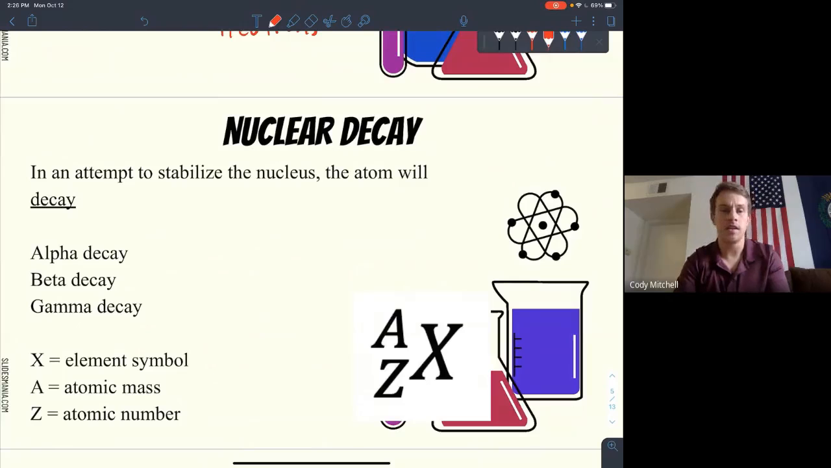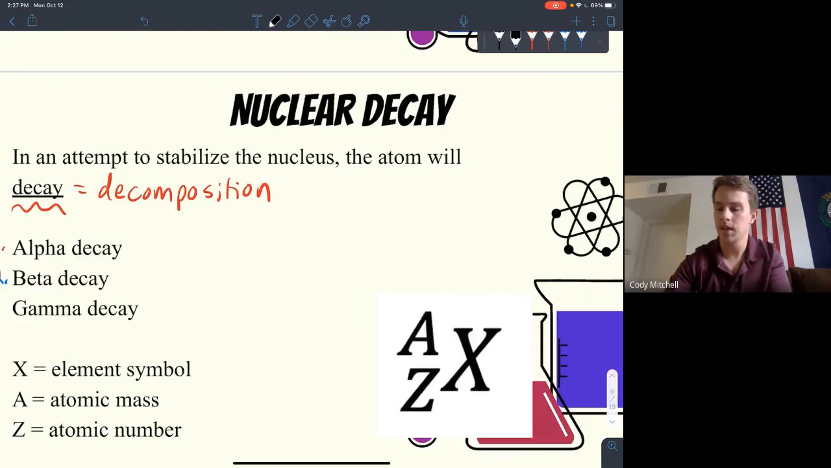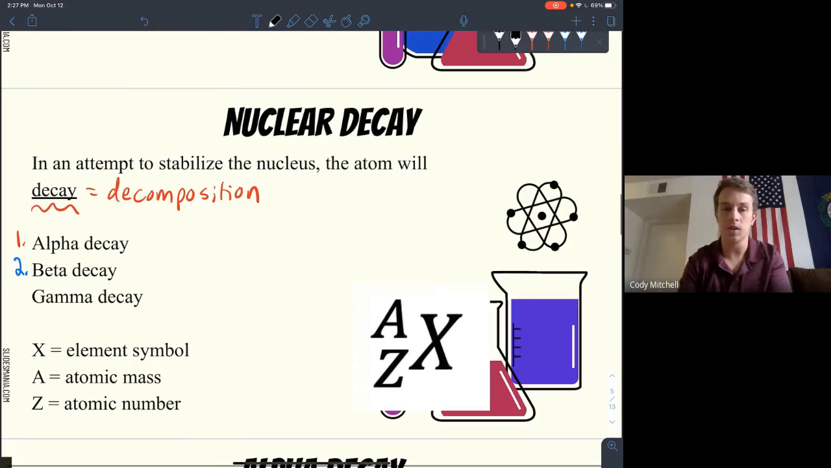All right, well, in an attempt to stabilize the nucleus of this atom, the atom will undergo what's called a decay. And when you hear decay, I want you to think decomposition. Okay, so when you hear decay, think decomposition. That'll make sense in just a second. We have 3 main types of nuclear decay. Those are alpha decay, beta decay, and gamma decay. So you could also hear these as alpha radiation, beta radiation, or gamma radiation.